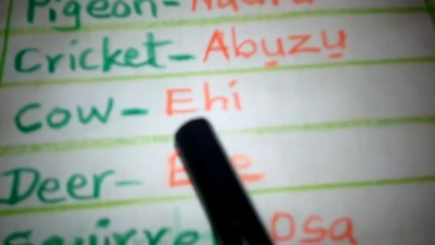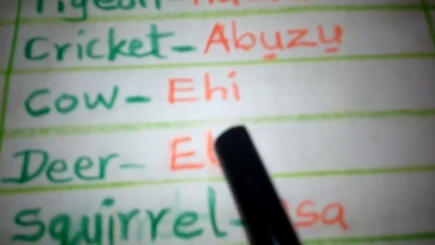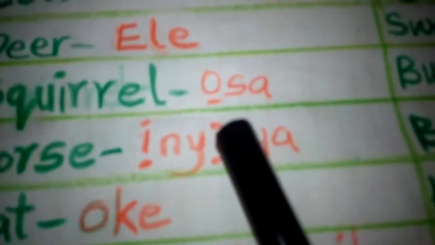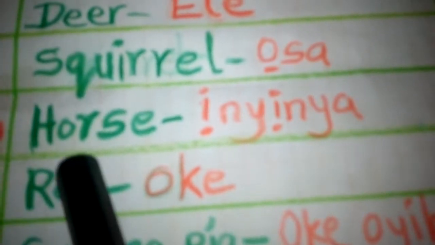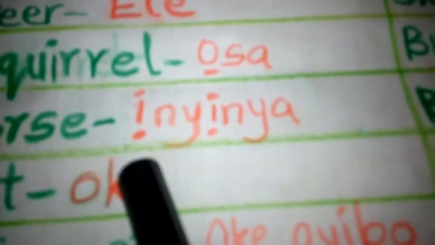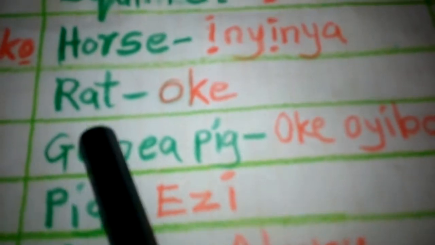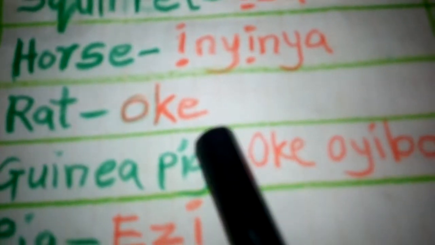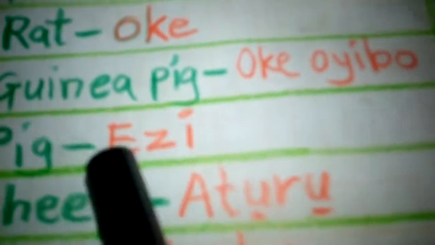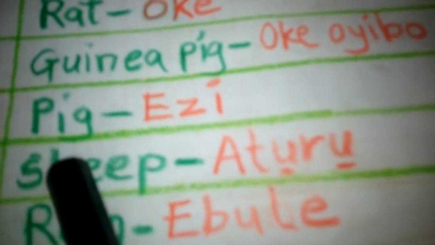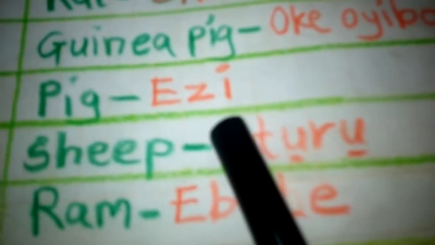Cow, ehi. Some people call it efi, but the real central Igbo is ehi. Deer, ele. Squirrel, osa. Horse, inyinya. Rat. Guinea pig, oyibo. Pig, ezi.